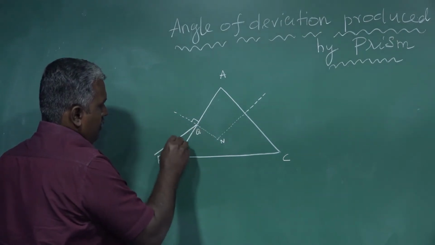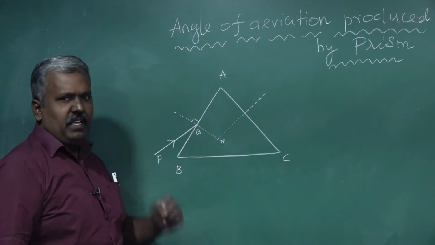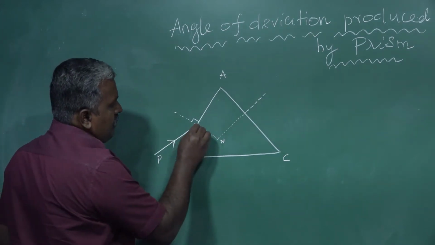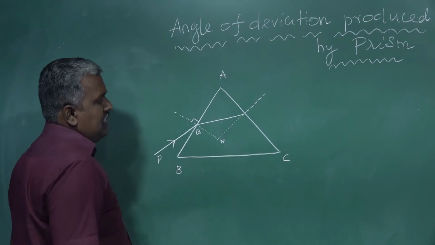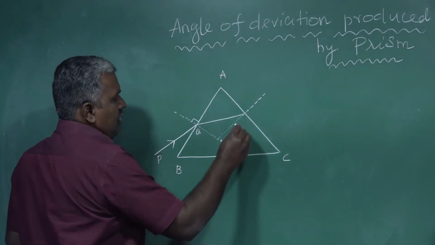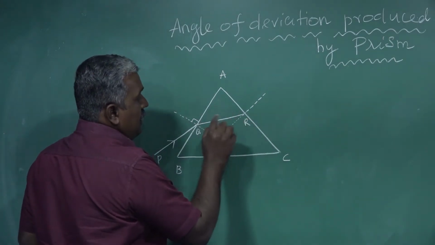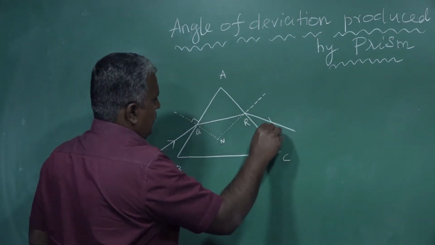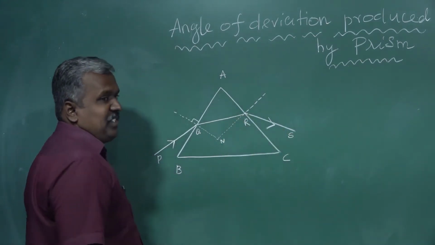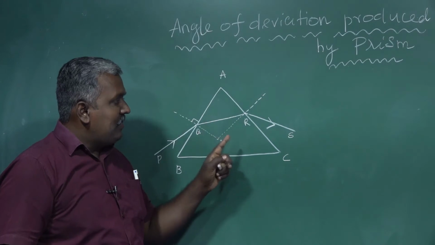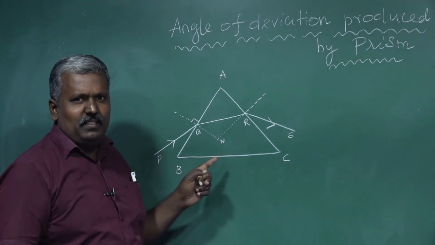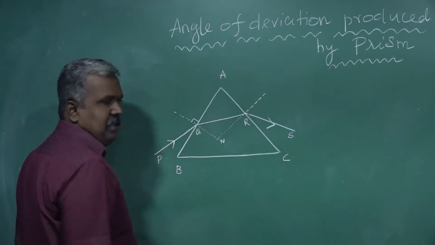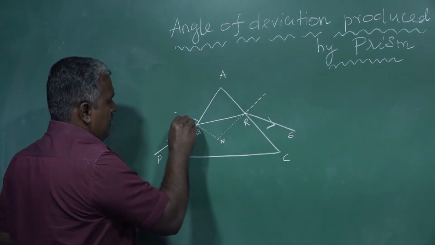PQ. What is this? Very good, incident ray. This is the incident ray, PQ. What is this? Refracted ray. QR is the refracted ray inside the prism. What is this? Emergent ray. This is the first board question. Remember, in 10th standard? Incident ray, refracted ray, emergent ray.